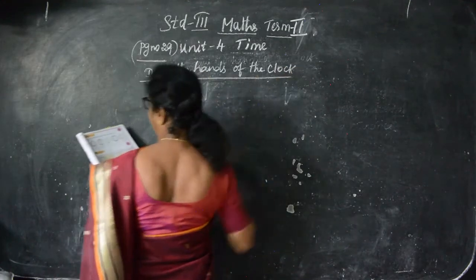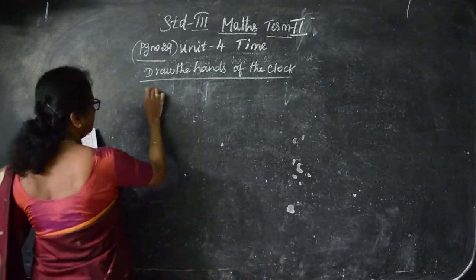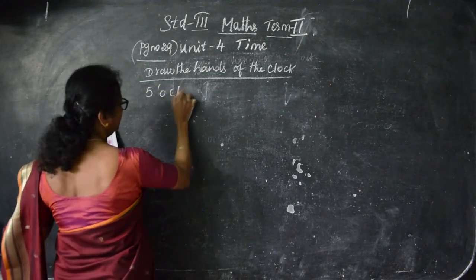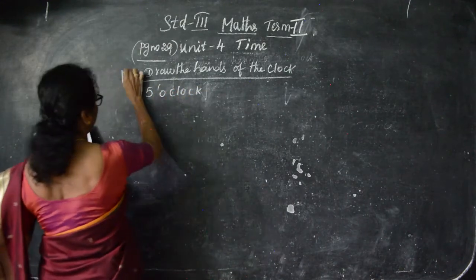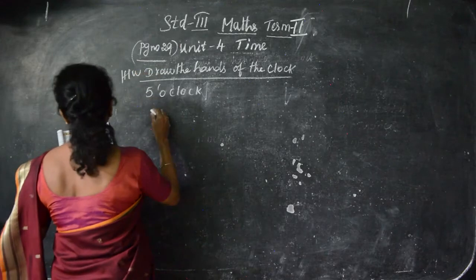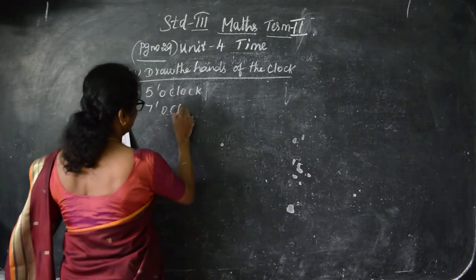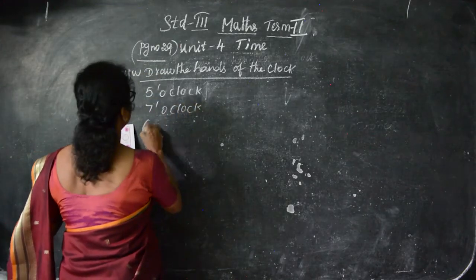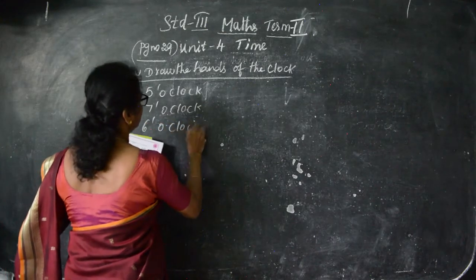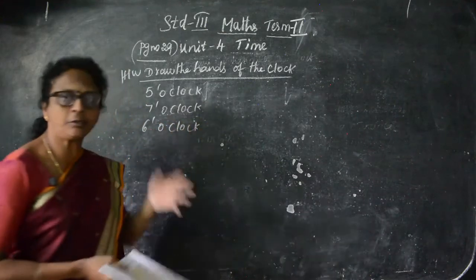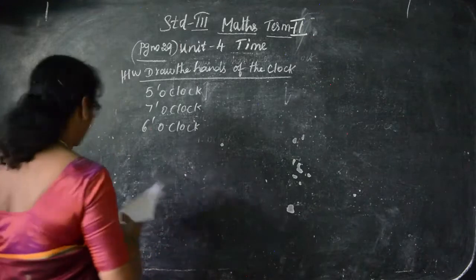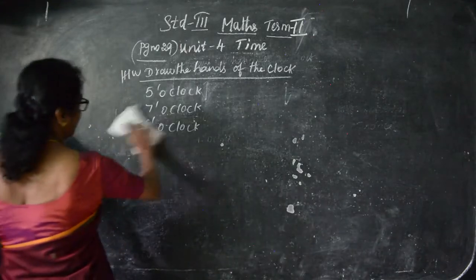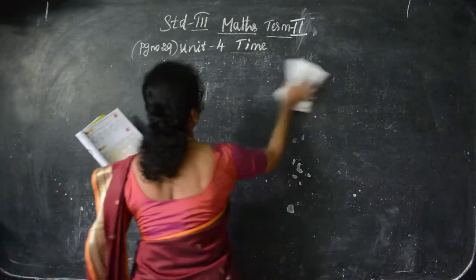Okay, now you have to draw for 5 o'clock. This is the homework for you children. 5 o'clock, 7 o'clock and 6 o'clock. Okay, this is the homework for you. You have to draw the clock and draw the hands also. Now the next one is you have to write the time.